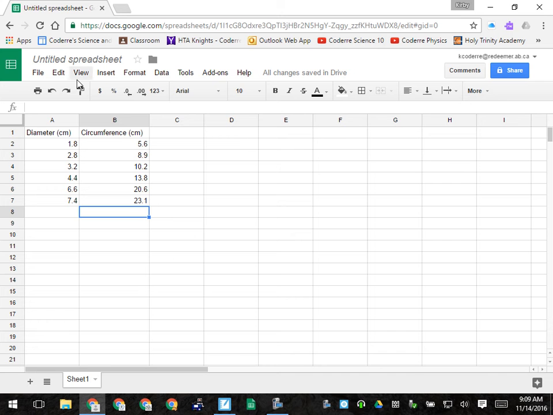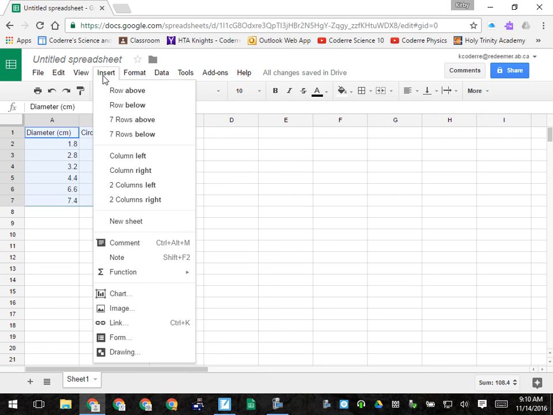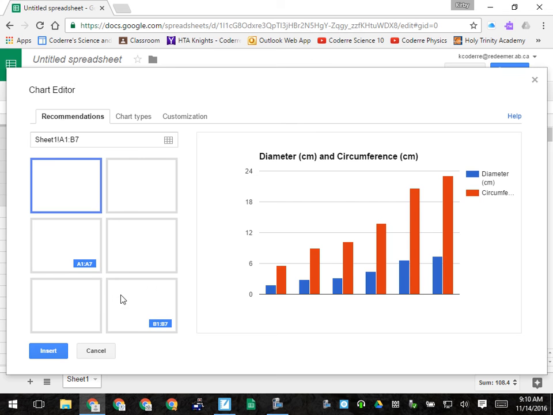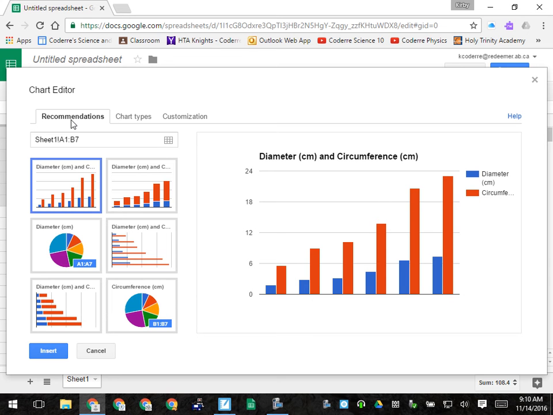All right. Our next step, you have to highlight all of the stuff in your sheet right now. Click on the diameter box, click and drag until you've highlighted all of it, and it all turns blue. Then we're going to go to Insert. Click on that and go down to Chart. Click on that, and it's going to spit out some recommendations.